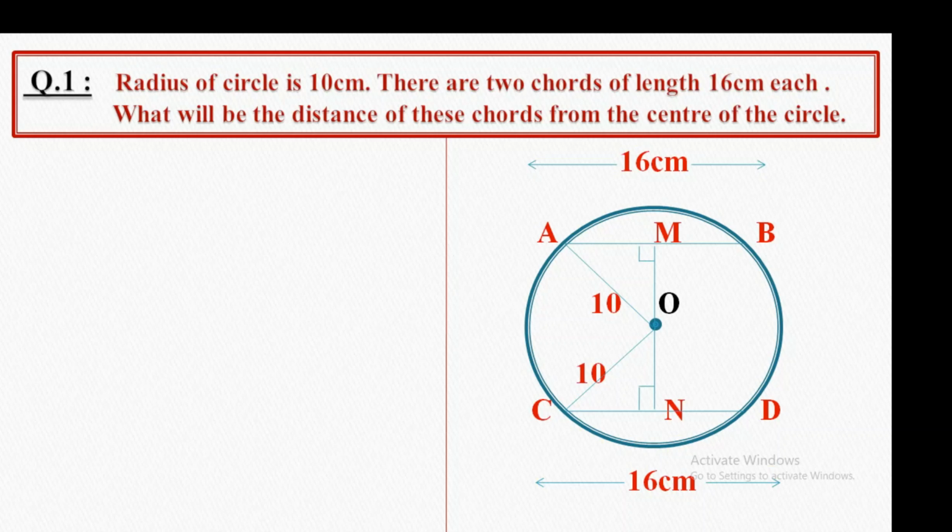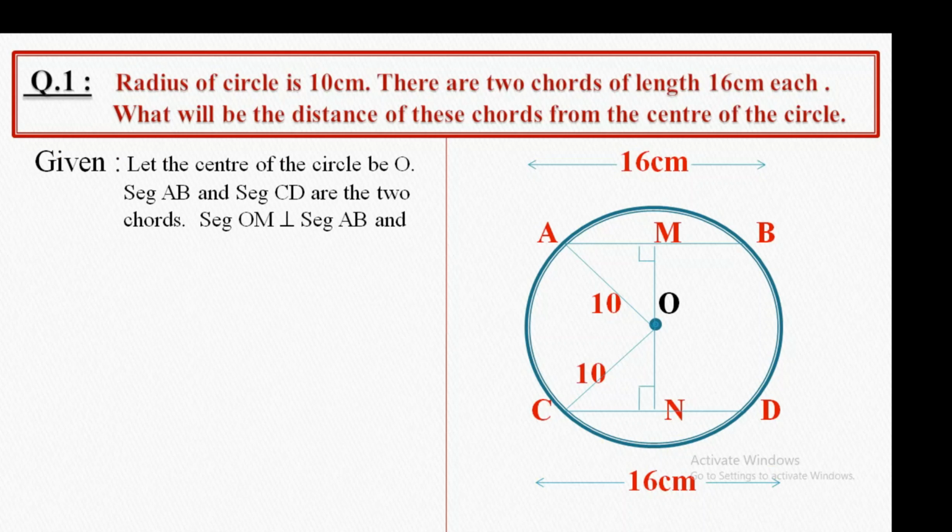Now let's see how we can find out OM. Right, in the previous exercise we discussed that the perpendicular drawn from the center of the circle to its chord bisects the chord. Means AB is given to us 16 centimeter. Therefore, M is the midpoint. So AM is equal to half of 16. Right. So AM and MB become 8 centimeter.